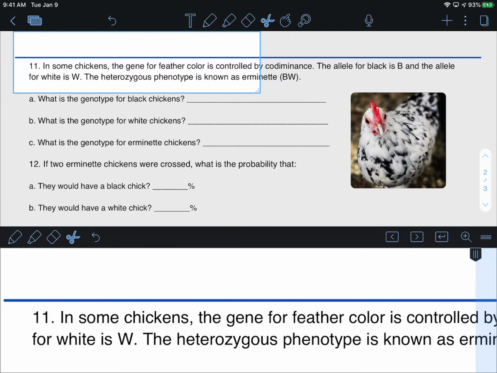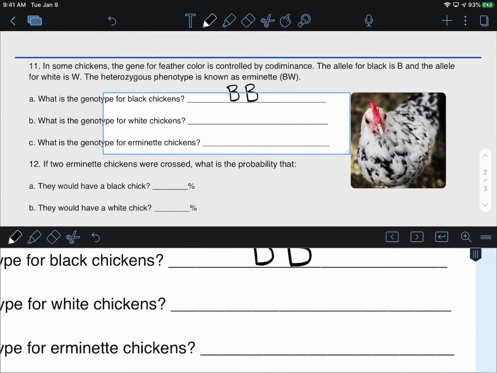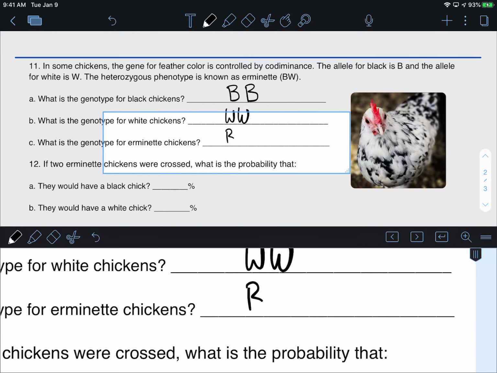So with the erminette chicken, we have an allele for black and an allele for white. What's the genotype of black chickens? Well, now we are going to use capital letters because we do want to indicate that both are dominant. So that will be our black chicken. This one will be our white chicken. Both are capitals. And this will be our erminette chicken. Any questions about that? Nod, thumbs up. Okay.